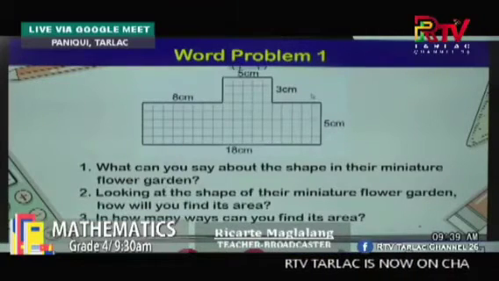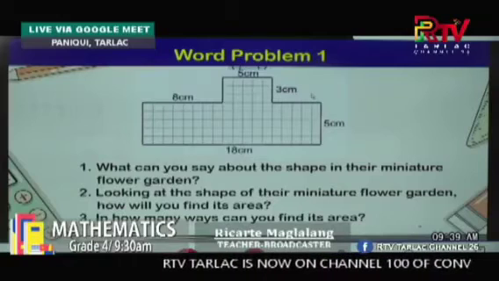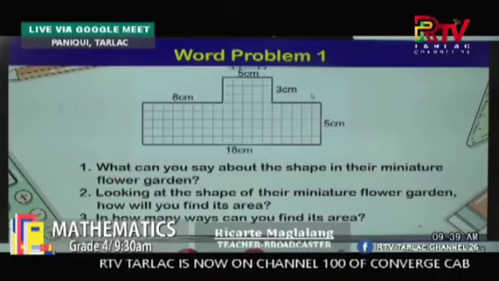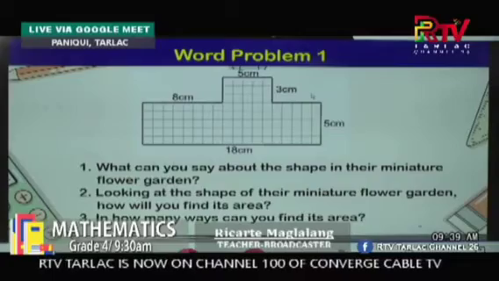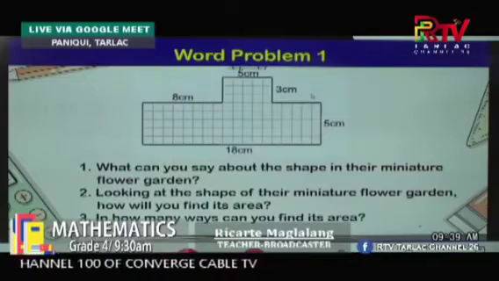Question number 1. What can you say about the shape in their miniature flower garden? Answer: the shape of the figure is irregular. It is made up of squares and rectangles.